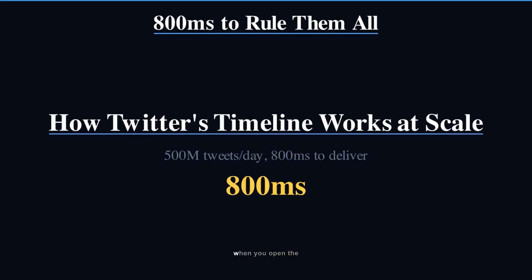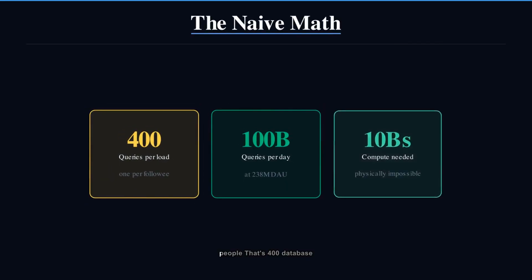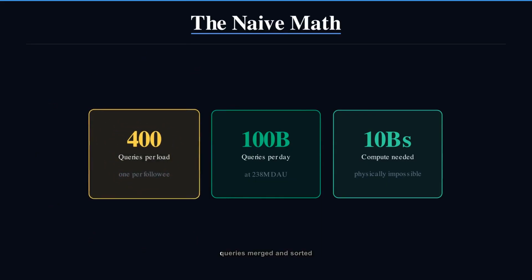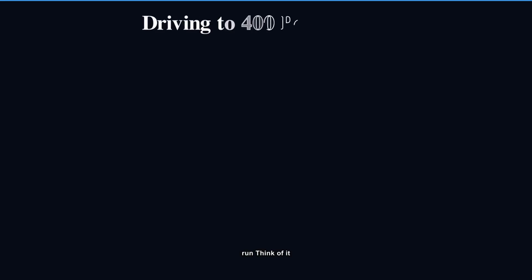The obvious way: when you open the app, query every account you follow. Follow 400 people? That's 400 database queries, merged and sorted, every refresh. Multiply by 238 million daily users checking their feed repeatedly, and you get 100 billion queries a day. At 100 milliseconds each, that's physically impossible to run.